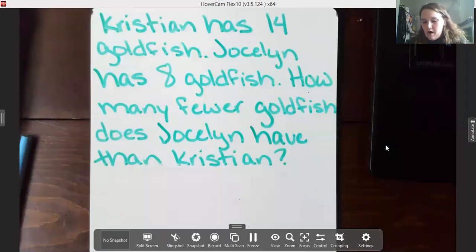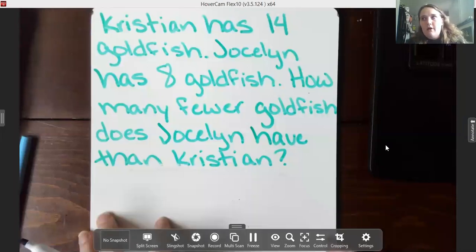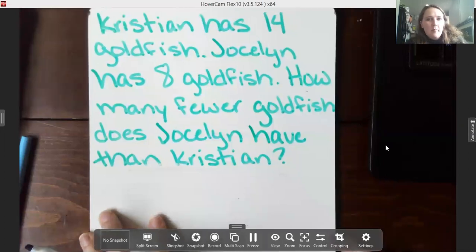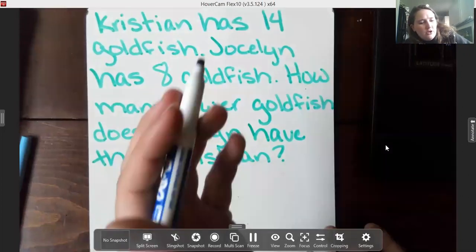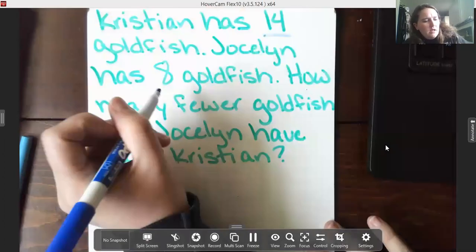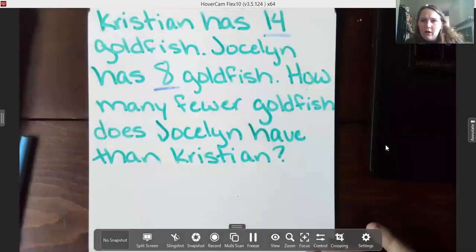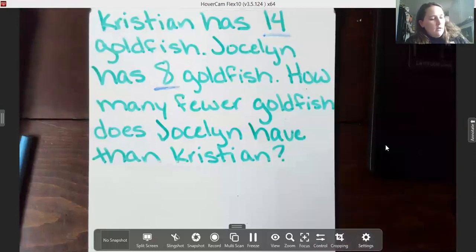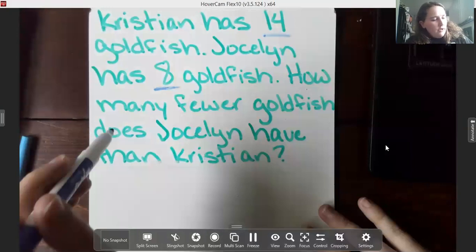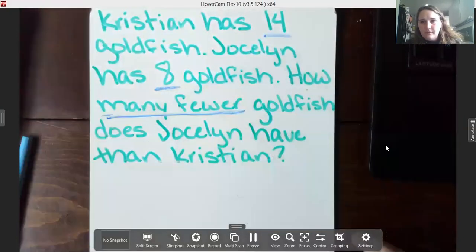All right, those are some awesome tape diagrams, you guys. They're looking amazing. So I'm going to go ahead and draw my tape diagram now. What we need to think about is the part and the whole. In this problem, we have Christian who has 14 goldfish, and we have Jocelyn who has 8. Are we going to be putting those together? That's right, we're not putting them together. We don't want to know how many they have together. We want to know how many fewer goldfish Jocelyn has than Christian.